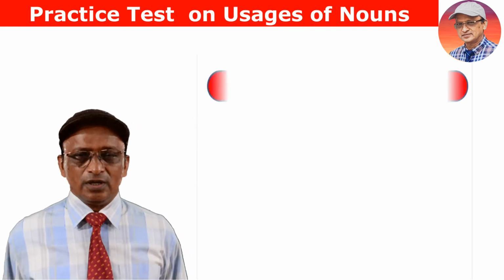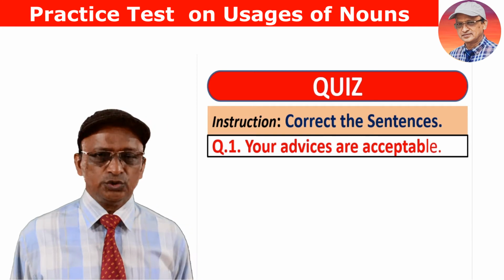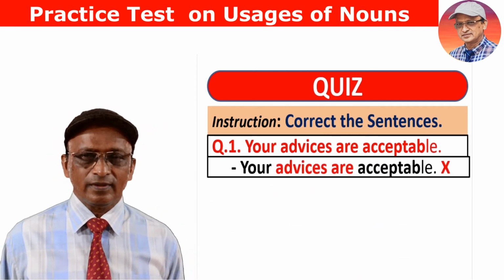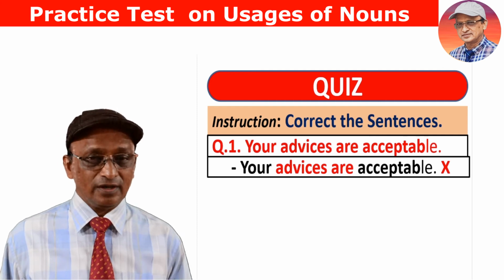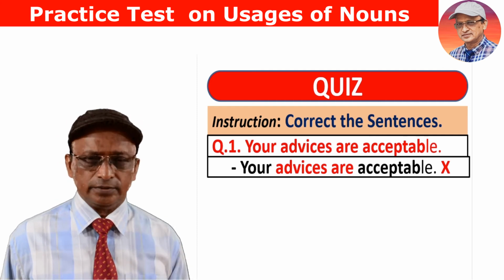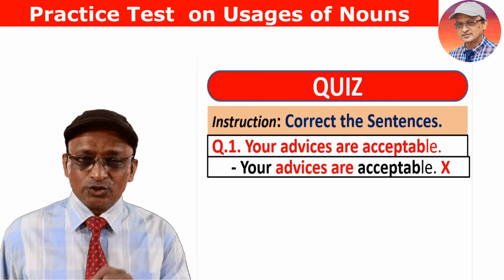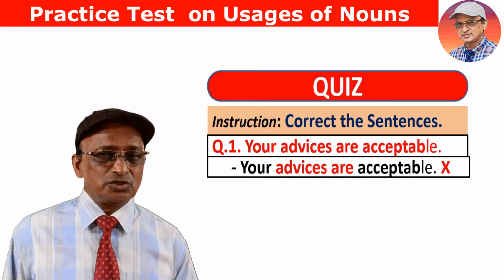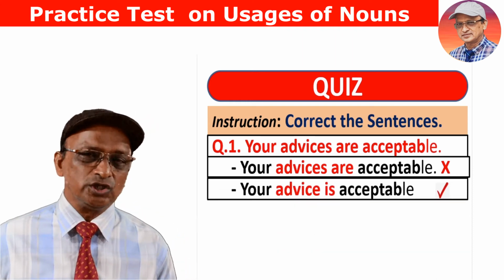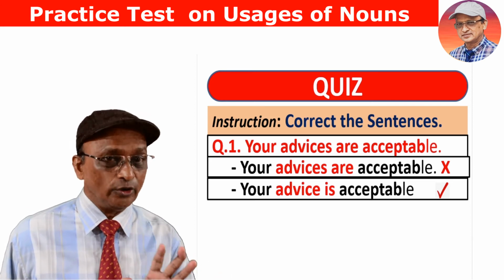Question number one is, your advices are acceptable. In this sentence, you see, advices is a noun, and it's a plural noun. And now the question is, is this sentence all right? Is this sentence correct? No, my dear. This sentence is not correct, because the correct sentence should be, your advice is acceptable. Advice is a noun which is always to be used in the singular. If someone is using advices, that's wrong. That should be avoided. Okay?